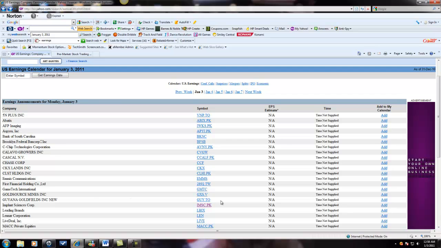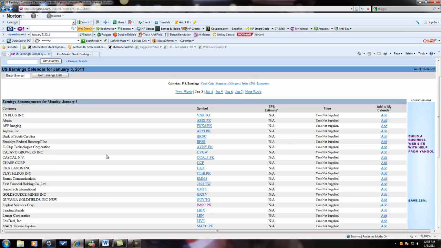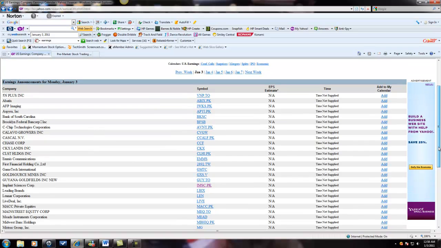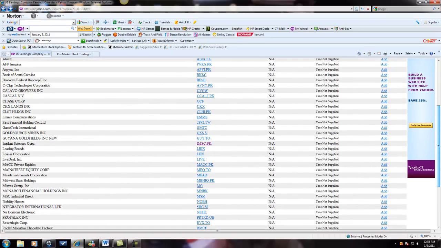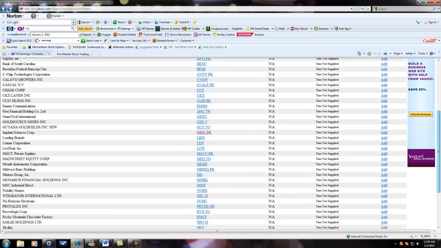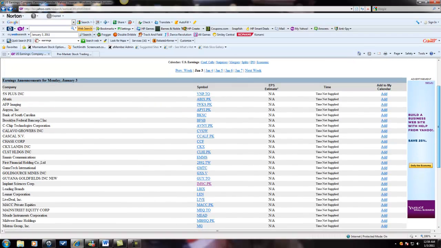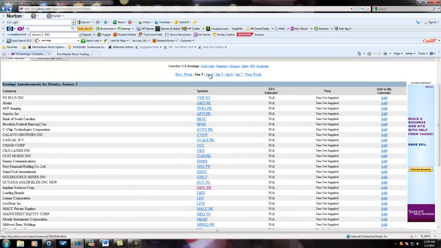And in the weekly wrap, I pretty much use this calendar and a few others, but I like this one for its simplicity. And as you can see, Monday I really didn't see anything. So I highlighted in the weekly wrap that I didn't see anything for Monday.